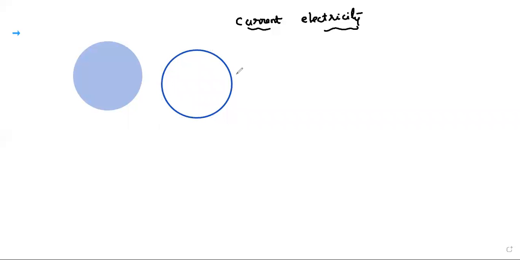Suppose this is a non-conducting ring and I give the charge here, then the charge resides there only in case of a non-conducting ring. If it is a conducting ring, whatever the charge you have given there spreads all over the surface. That is the difference between conducting and non-conducting.